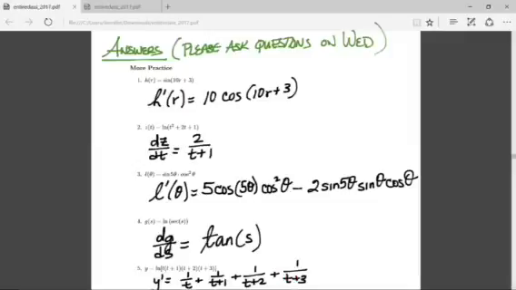There'll be one more part to this video, which will look at implicit differentiation as the final application of the chain rule.